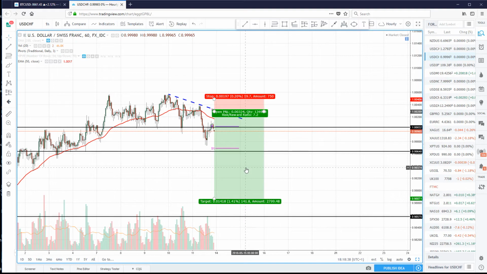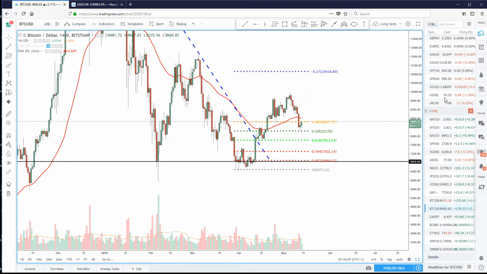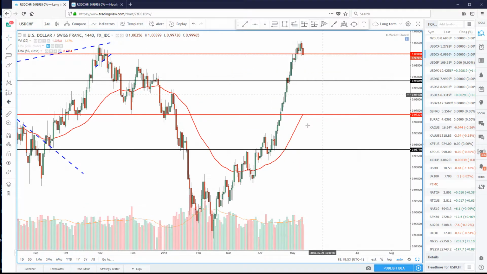And if you notice that trade there, if it did pull back to there, it'd be a 7% trade. I'm targeting 9,887 at the moment. And when you do go to dollar Swiss, 988 is the first key level here.